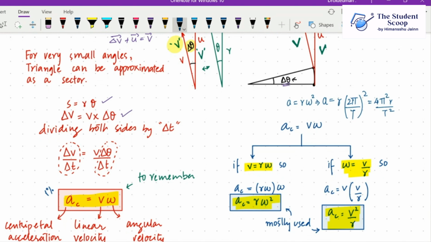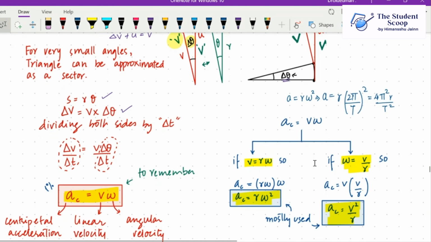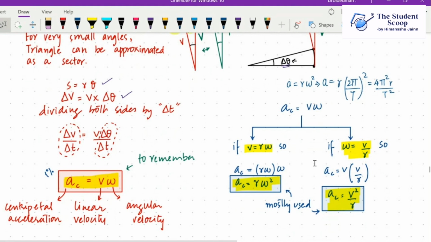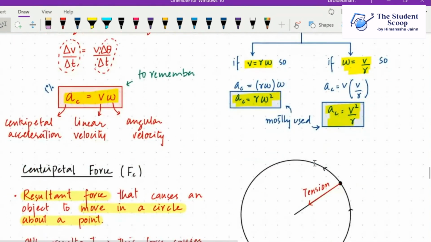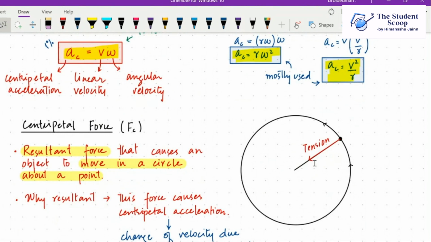So these are all commonly used, and all formulas are related to one another, but these are centripetal acceleration. Whenever an object is performing a circular motion, this acceleration is there, and the force that is the outcome of this acceleration is what we call centripetal force. Now, centripetal force is most important.